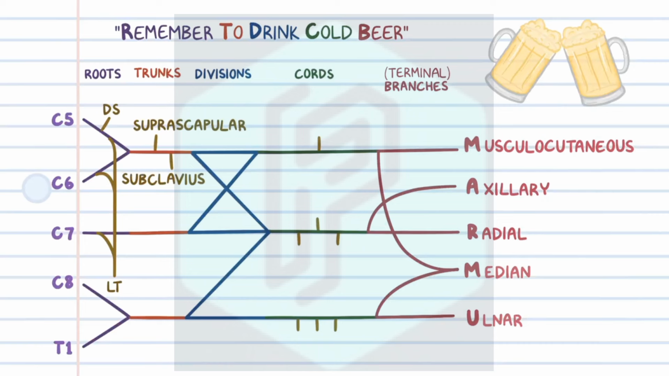And the cords have a total of 7 collateral branches. The lateral cord gives rise to the lateral pectoral nerve. The posterior cord gives rise to the upper, middle, and lower subscapular nerves, and the medial cord gives rise to the medial pectoral, as well as the medial cutaneous nerve of the arm and the medial cutaneous nerve of the forearm.